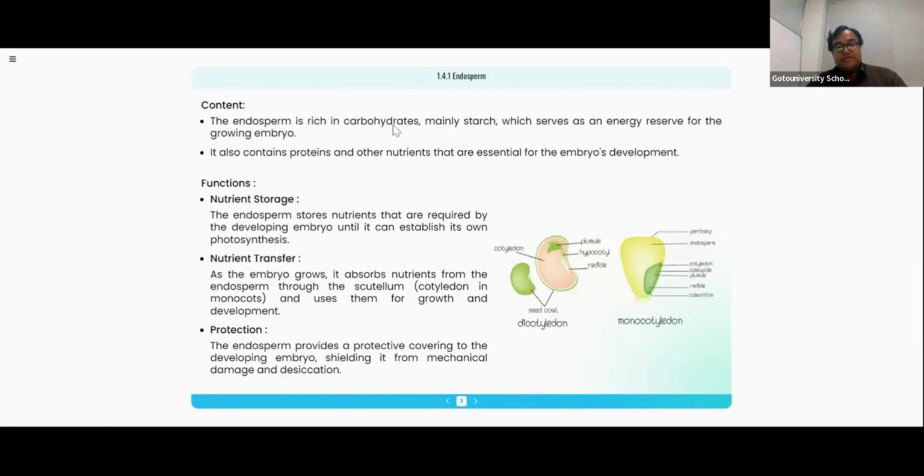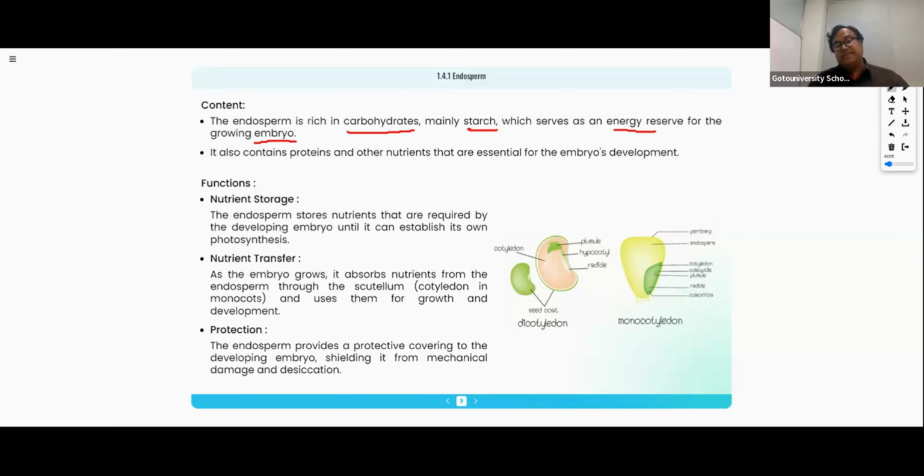This endosperm is rich in carbohydrate. Why do we need to study carbohydrate? This carbohydrate is a readily available nutrient for the plant to make ATP. So the carbohydrate like starch, if it is broken, you get glucose. The glucose, once it is broken, gives you energy. This energy makes the embryonic tissue multiply into millions and trillions.